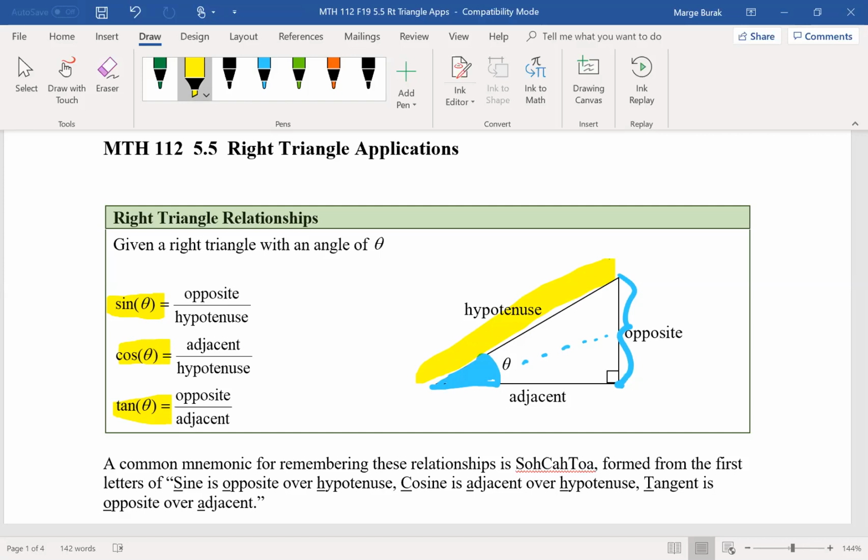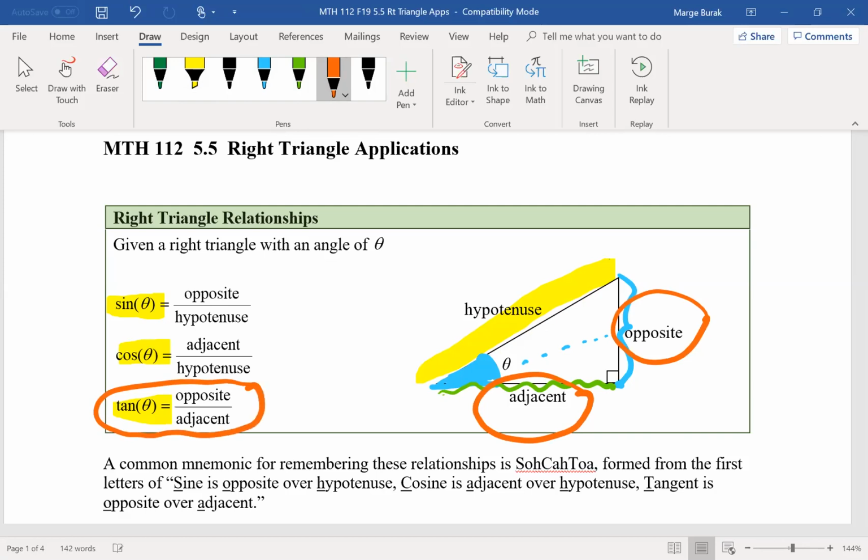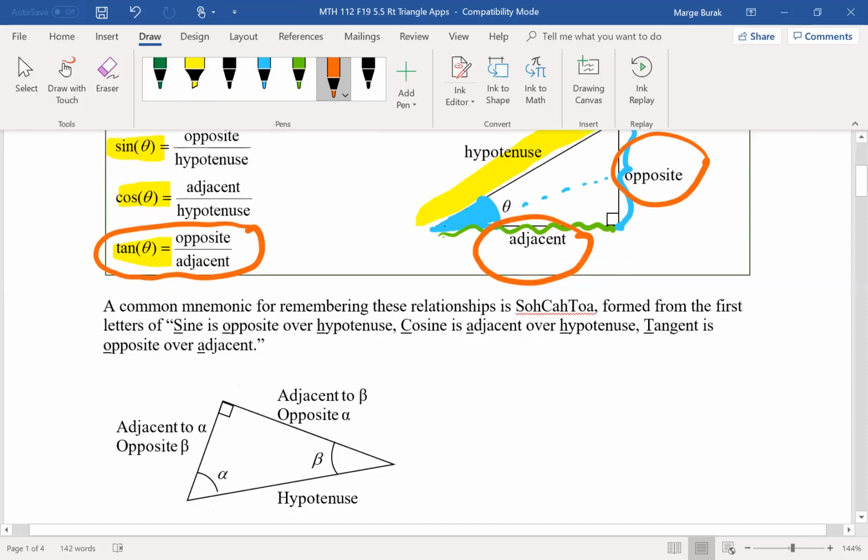The cosine would be the adjacent, which is right here, divided by the hypotenuse. And then the tangent doesn't even use the hypotenuse. It's the opposite over the adjacent. So you'll want to know these. A common mnemonic, maybe you've heard this, is SOHCAHTOA, formed from the first letters: sine, there's my SOH; cosine, there's my CAH; and tangent, there's my TOA.